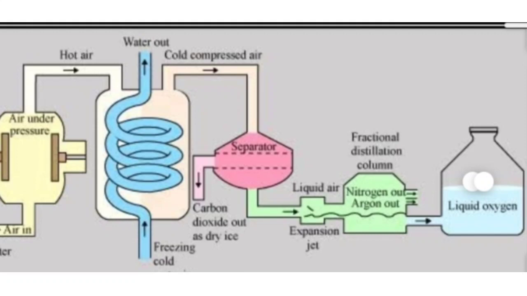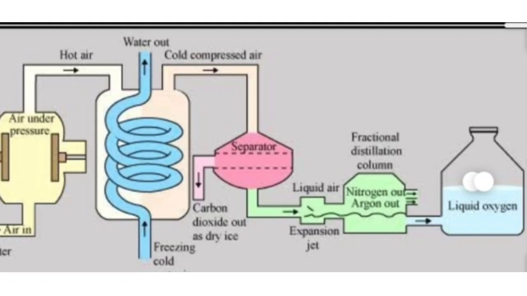In the second tank you can observe freezing cold water. Cold water goes in, and the remaining water goes out at the top. This is the cold tank. When hot air comes into the cold tank, it changes to cold compressed air. Then the cold compressed air goes to the third tank, a separator tank.